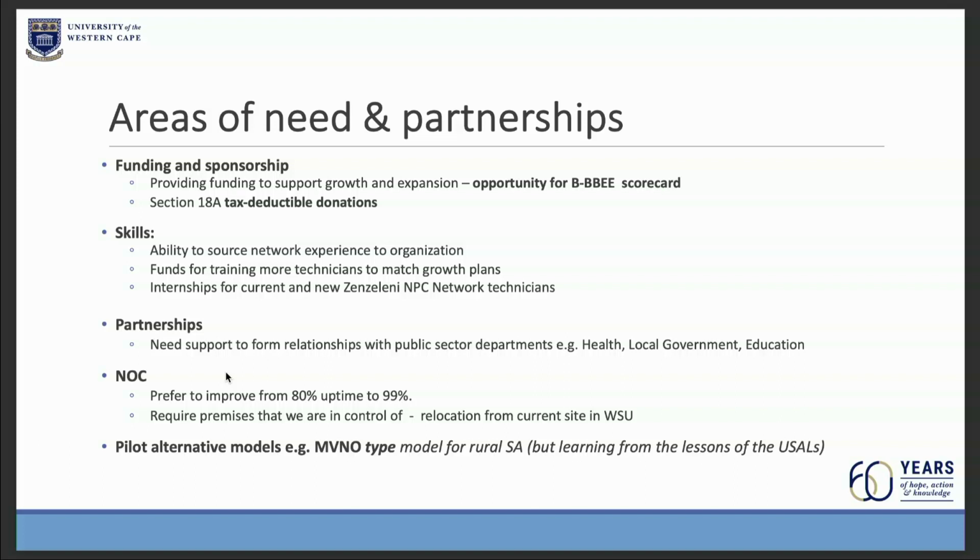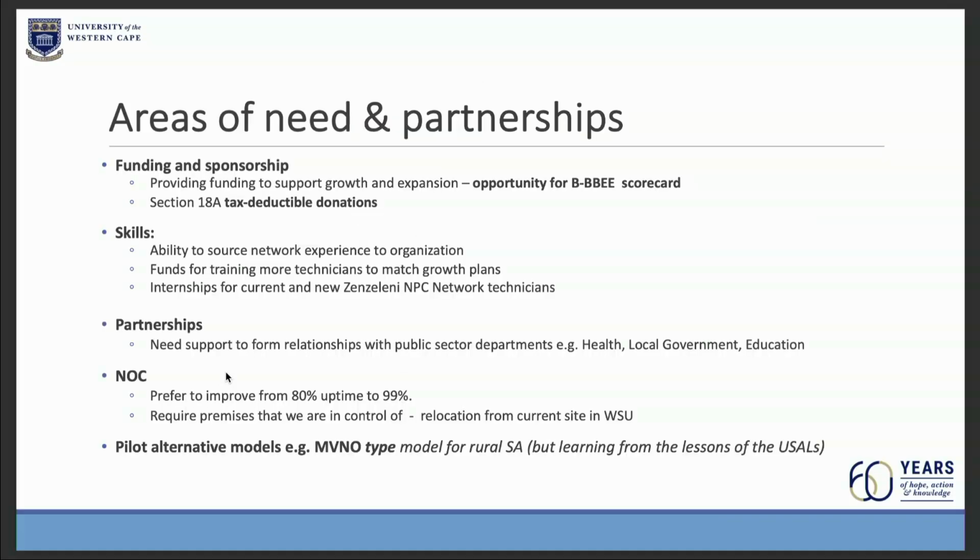Our network operations center, we'd like to improve it from 80 to 99%. Currently, we are sharing premises at Walter Sisulu, and we'd like to find better premises for that. And as I have about a minute left, we also have just done a lot of work to pilot alternative models. I wouldn't call it MVNO, but let's say an MVNO-like model for rural South Africa, for which we would need a spectrum allocation to properly pilot it. And I have a lot of hope for such types of evolving models. So I will stop there, Chair.